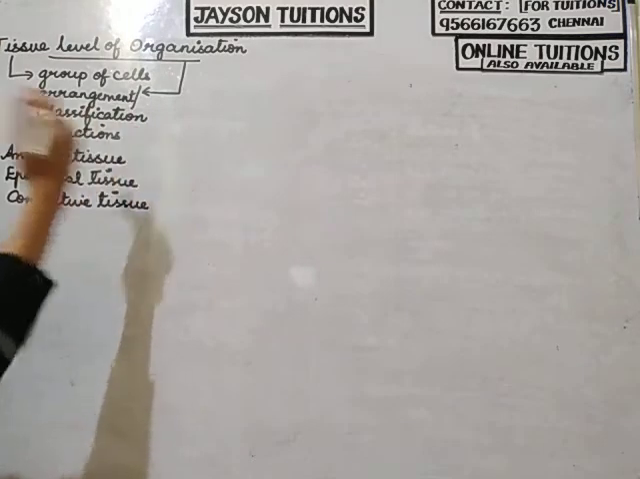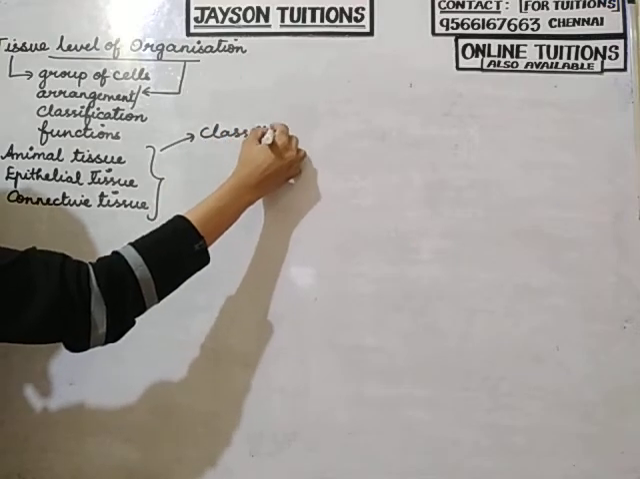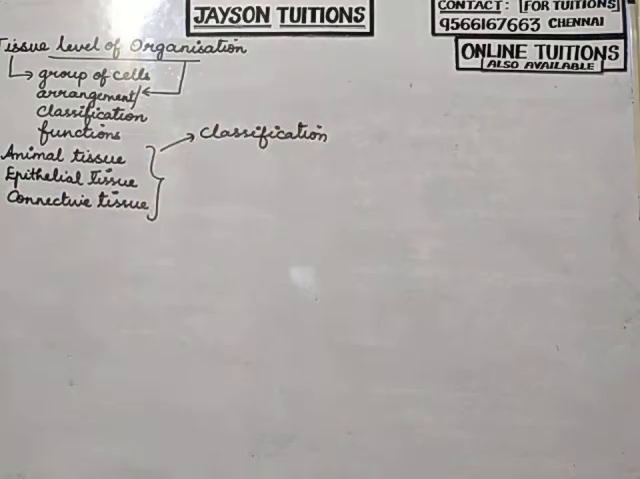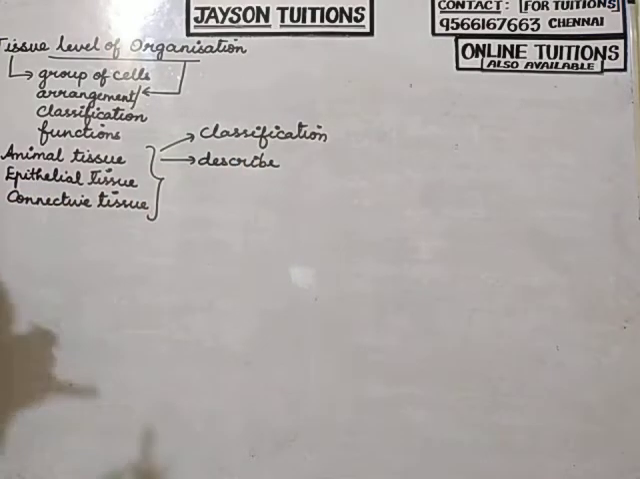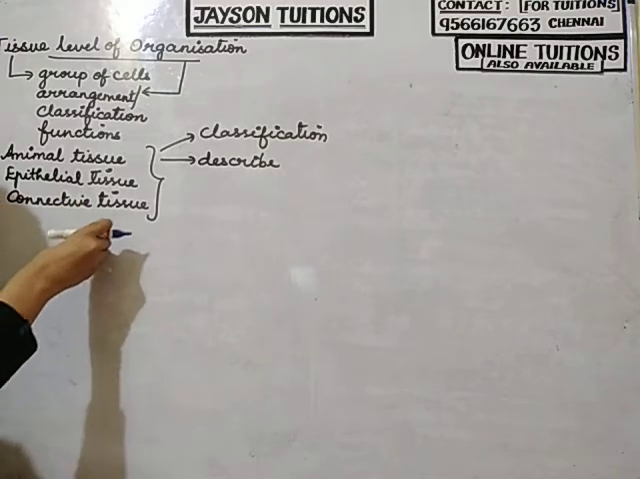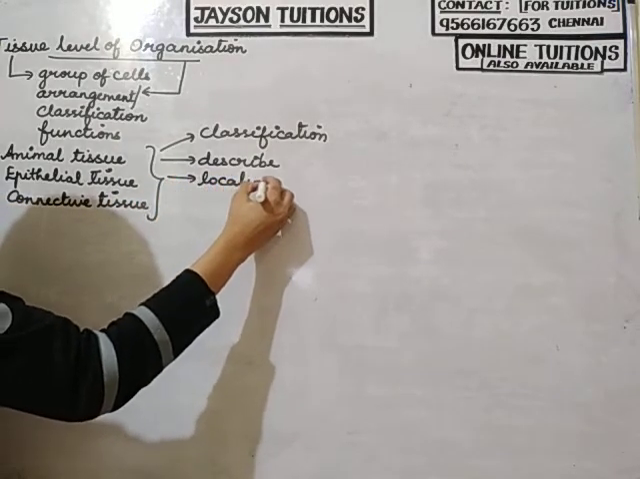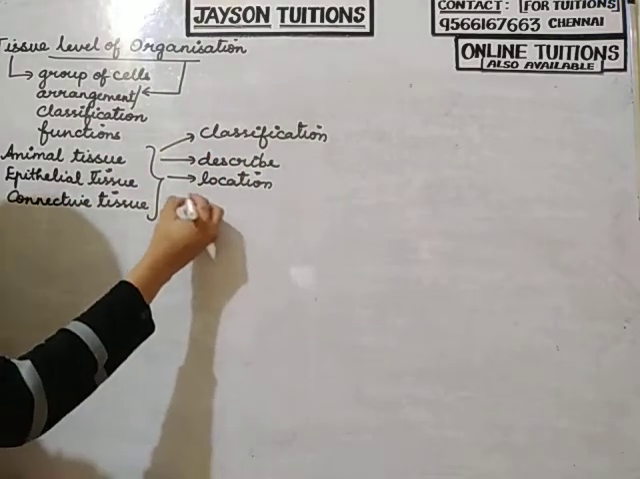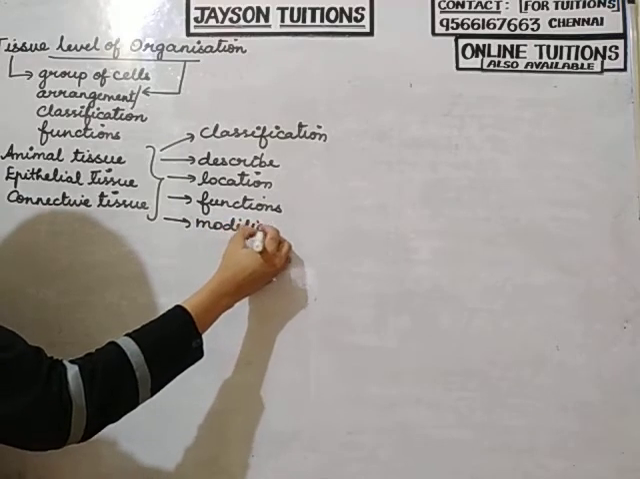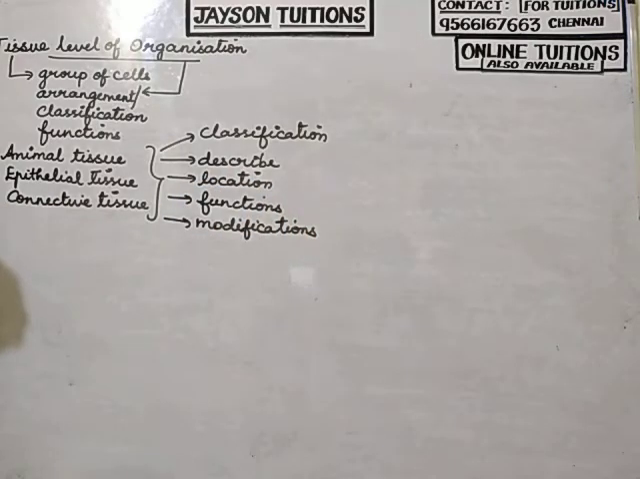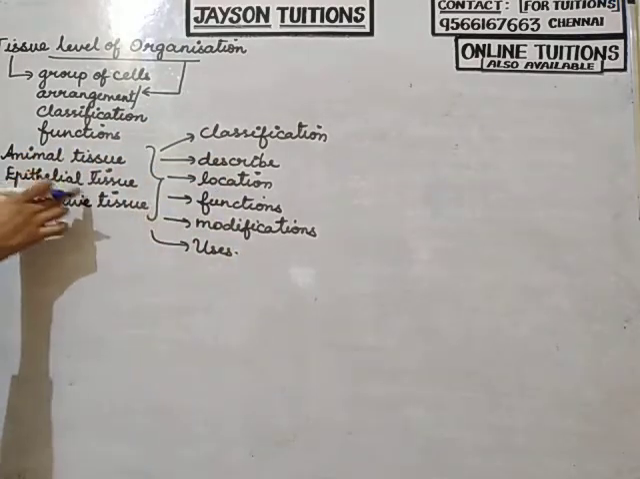In this we are going to study about the classification of these tissues, how they are classified. We are going to describe the tissues: what will be the shape of the tissue, what will be the structure, what is present in the tissue. Then we will study the location of the tissue, where it is located, the functions of the tissues, the modifications in the tissues, and also the uses and importance of the tissues. All these things we are going to study for each tissue.